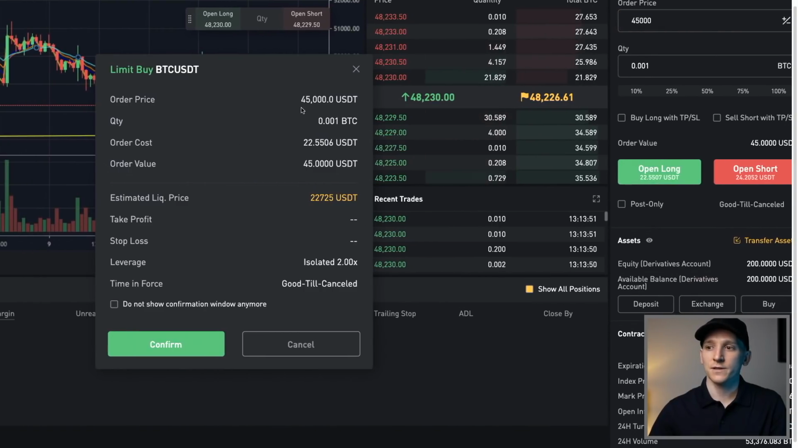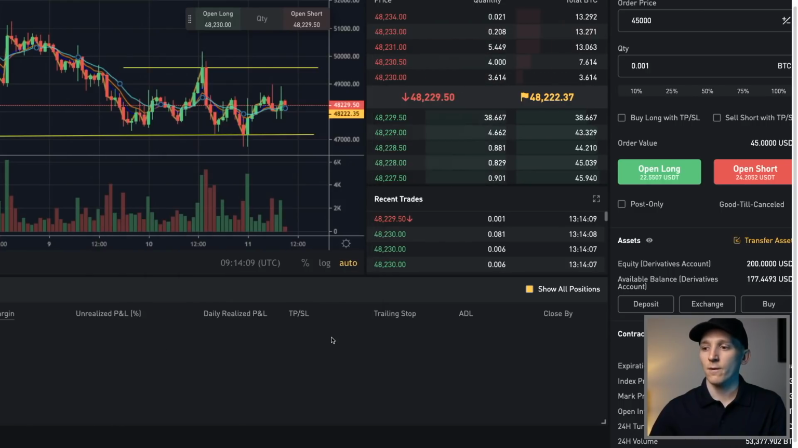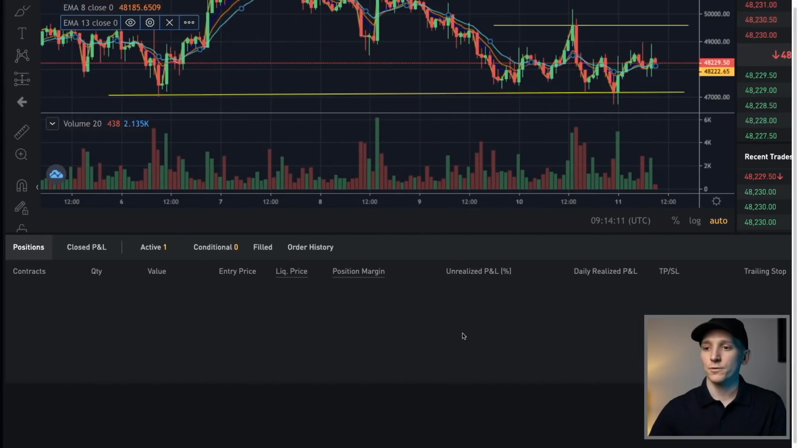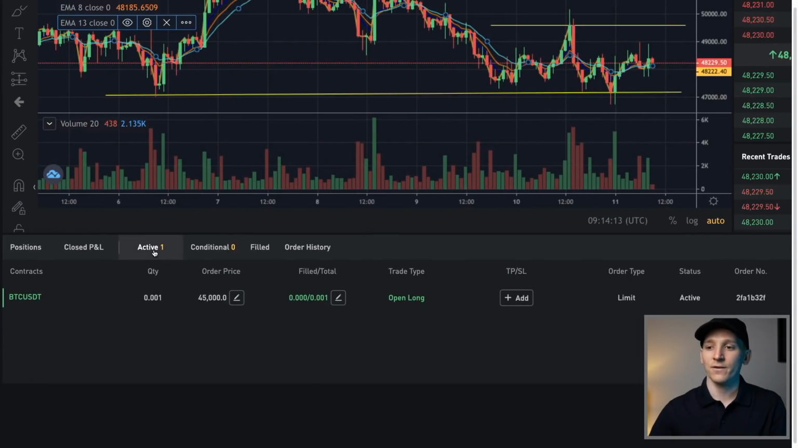And it will show us everything here. So 45,000 is the price we want to get in at. We're going to trade 0.001 Bitcoin. The order cost is here, the order value is here, and everything like that, and it's isolated margin. So you can click this off if you want to trade quickly. Just click this off. I'm going to click confirm like this, and that limit order should be put in for us. So what you can see is an active trade right here.